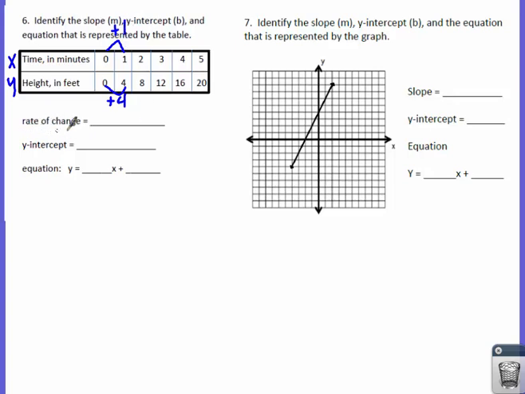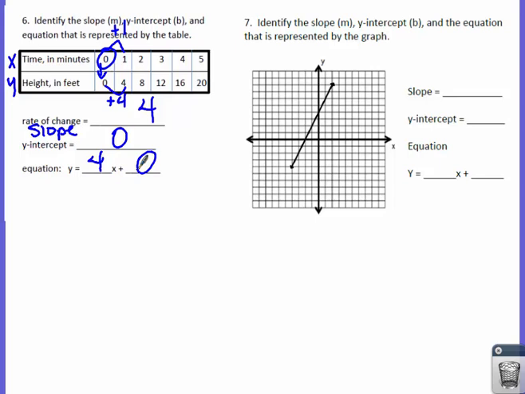Now this one asks for a rate of change. What did we say rate of change was? It's just the slope. So it's going to be 4 over 1 or 4. Now the y-intercept is going to be the y value when x is 0. So I look up here on the top, where's x 0? What's the y value? Also 0. So I plug those into the equation. Rate of change is slope. That is our m value. It goes right here. And our y-intercept goes at the end. So we end up with an equation of y is equal to 4x plus 0, or just 4x.